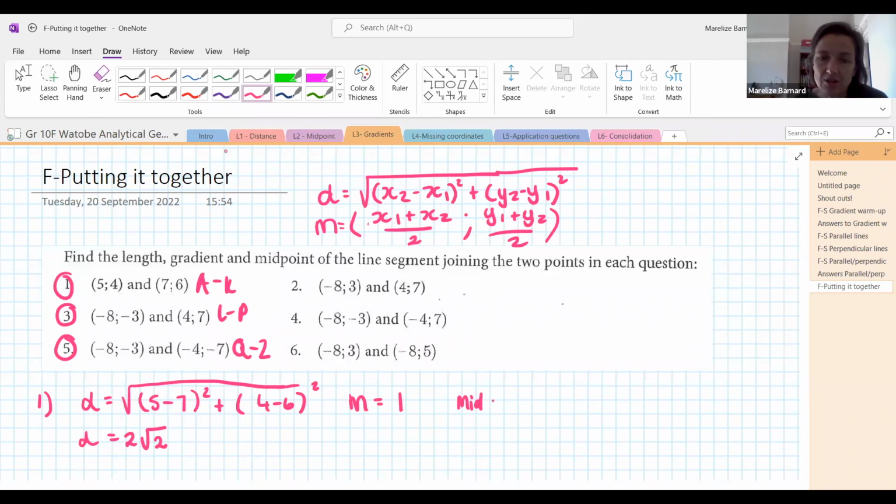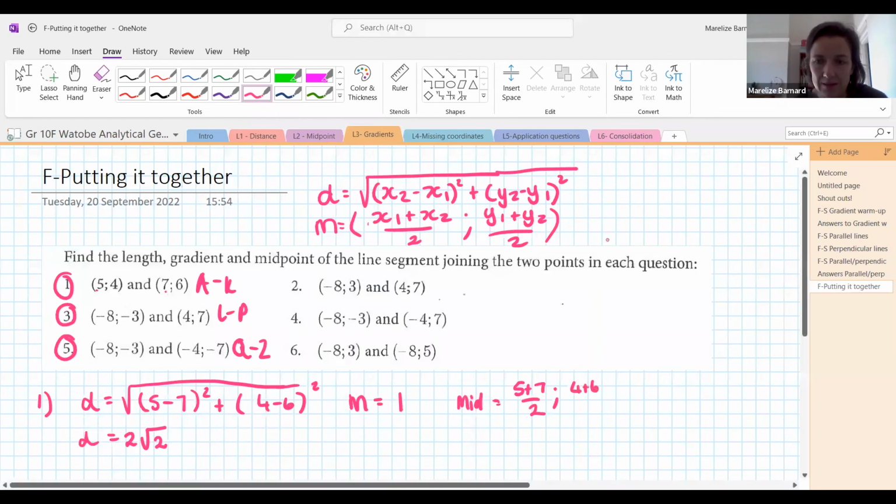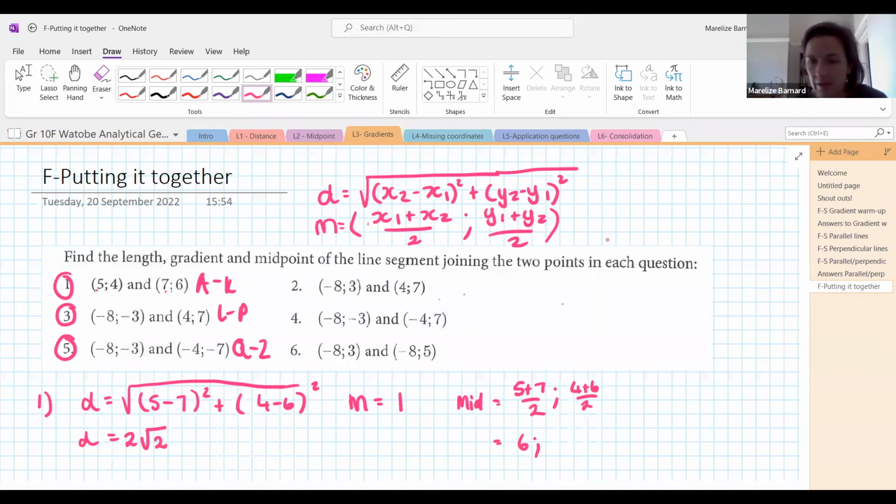Okay, so let's do this together. We go 5 plus 7 divided by 2, and then 4 plus 6 for the y's divided by 2, and that's 12 divided by 2 is 6, and 10 divided by 2 is 5. So your midpoint coordinates should be 6 and 5.